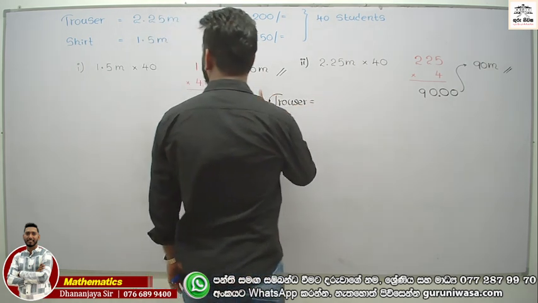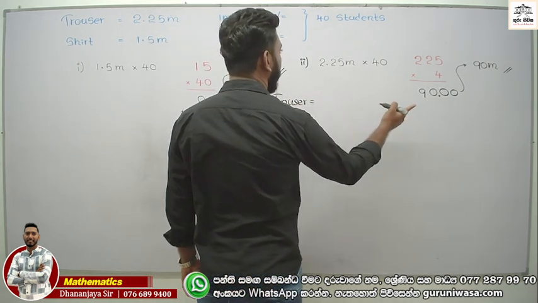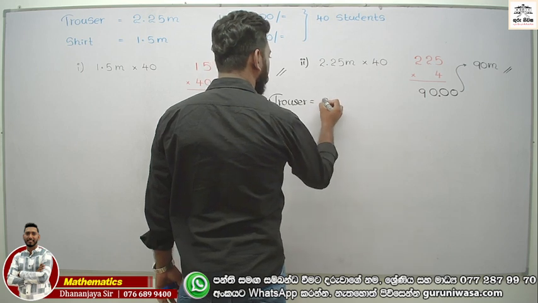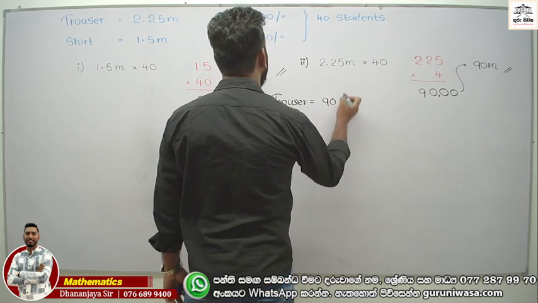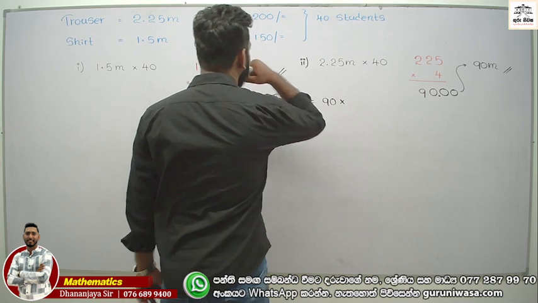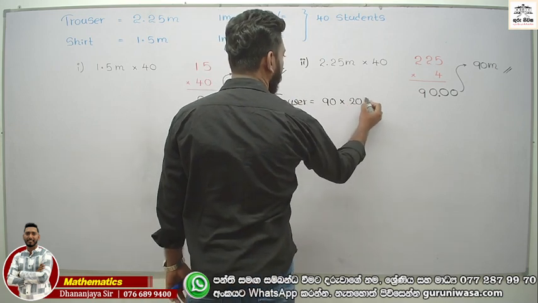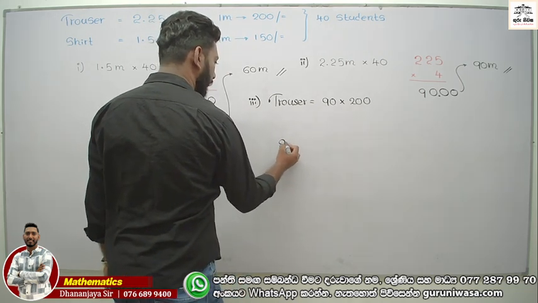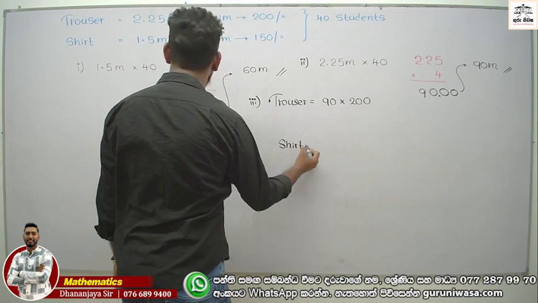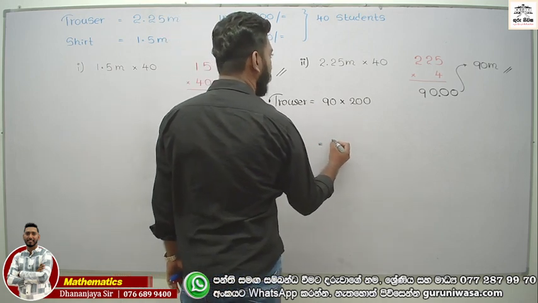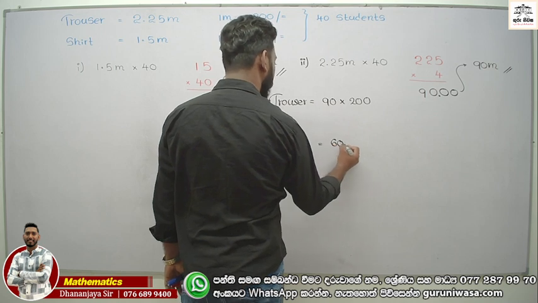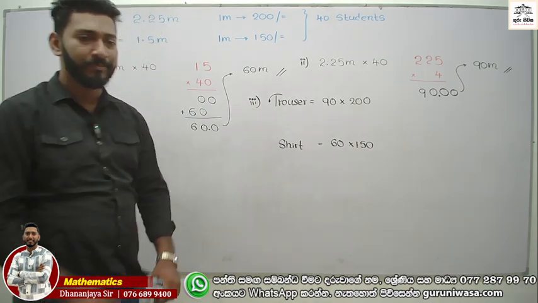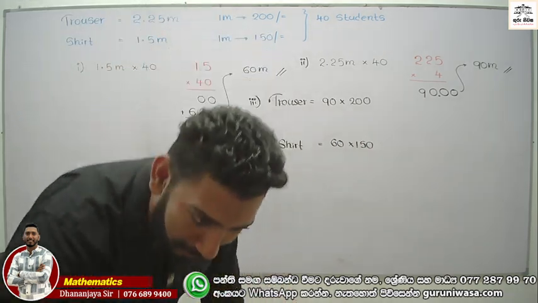There are 60 meters needed and there are 90 meters needed. Therefore, 90 meters is for the trousers. Now 90 multiplied by 200 for each one. Find the answer. And the shirts: there are 60 meters needed. Therefore, multiply by 150. Now find the answers.